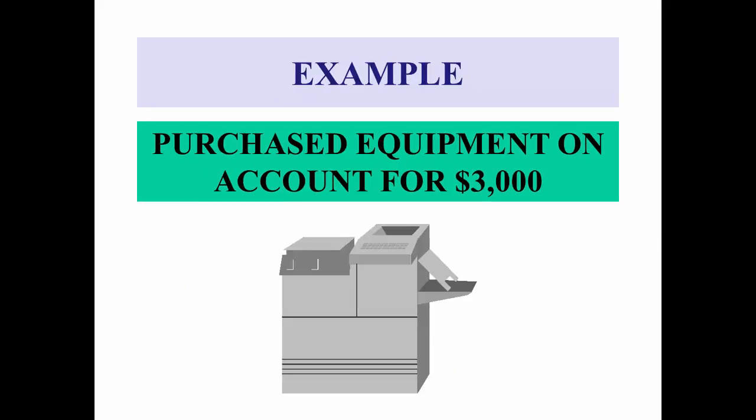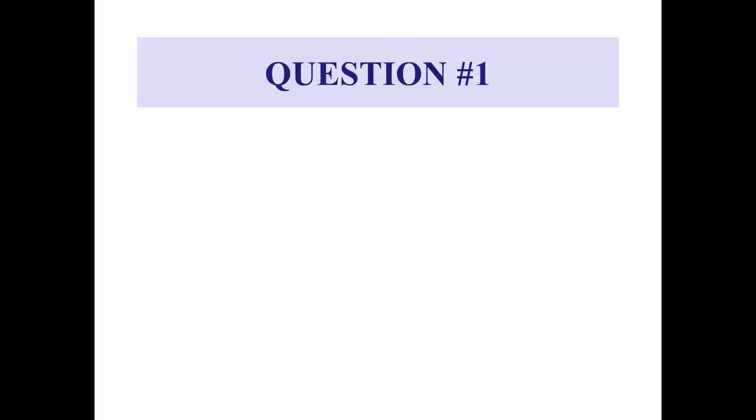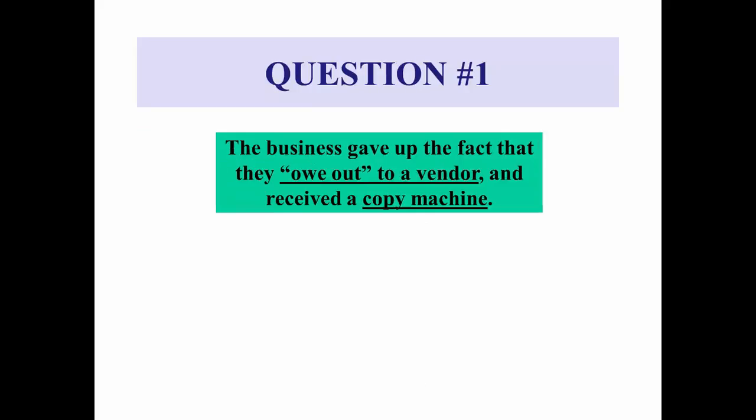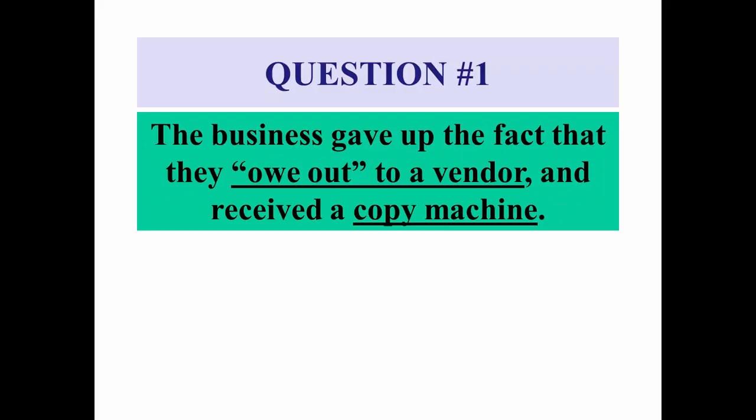Let's look at another example. Here the business purchased equipment on account. Remember, that means we're going to take the equipment home, but we're going to pay later on it. Okay, for $3,000. Question number 1. The business, what did it give up and what did it receive? The business gave up the fact that they owe out to a vendor. And they received a copy machine.